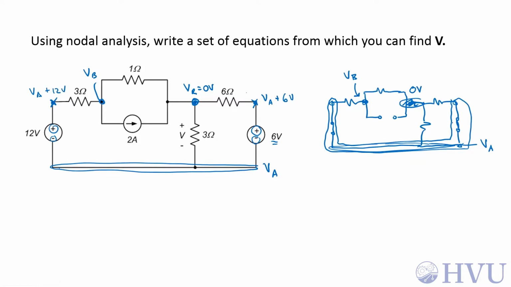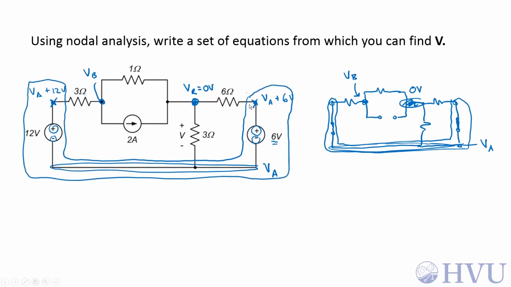Now, because of these voltage sources, I can create one big supernode around all of this and sum the currents leaving that node. So I'll have currents going through the 3 ohm resistor, currents going through this other 3 ohm resistor, and currents going through this 6 ohm resistor. So KCL at supernode A, the current through this 3 ohm resistor is VA plus 12 volts minus VB, plus minus over 3 ohms.